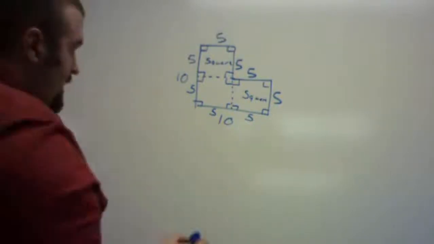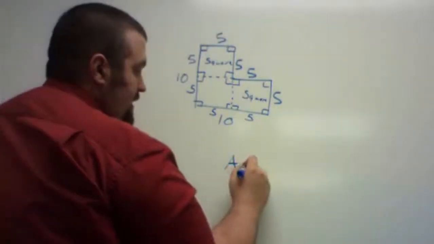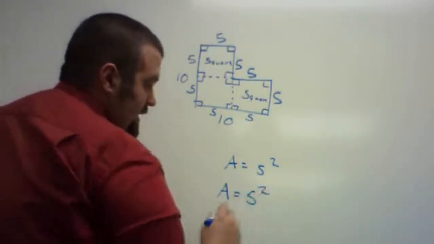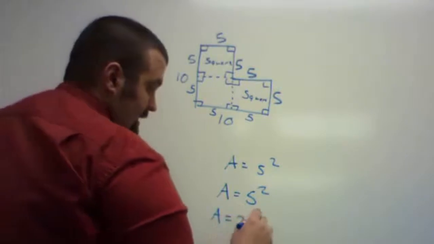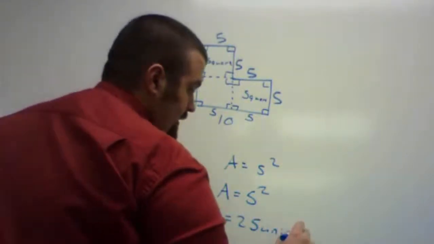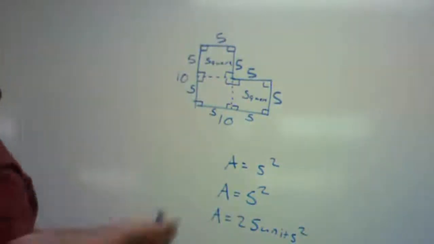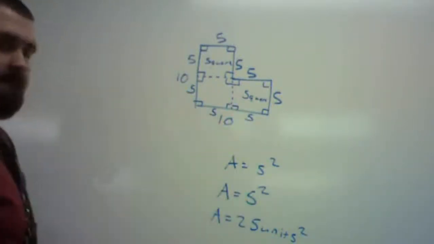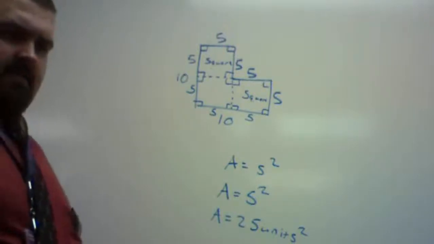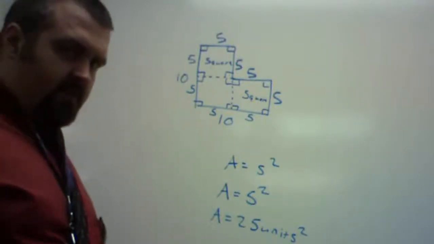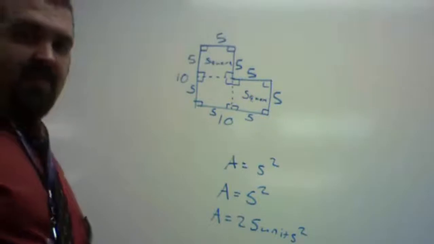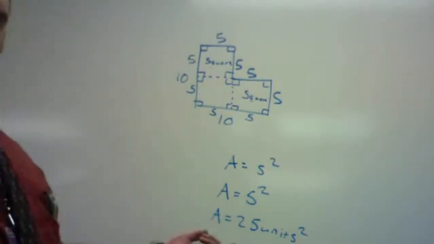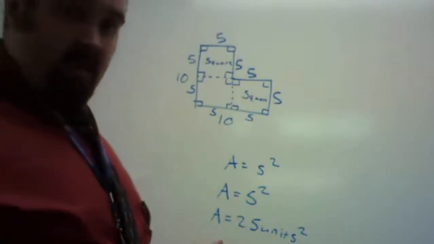Well, the area of an individual square here is going to be the side squared. So the area is 5 squared, or the area of one of these is 25 units squared. Now, this is a 5 by 5 square. This is a 5 by 5 square. This is a 5 by 5 square. Well, those shapes must be congruent because they're the same size and same shape. So all 3 squares have the same area.